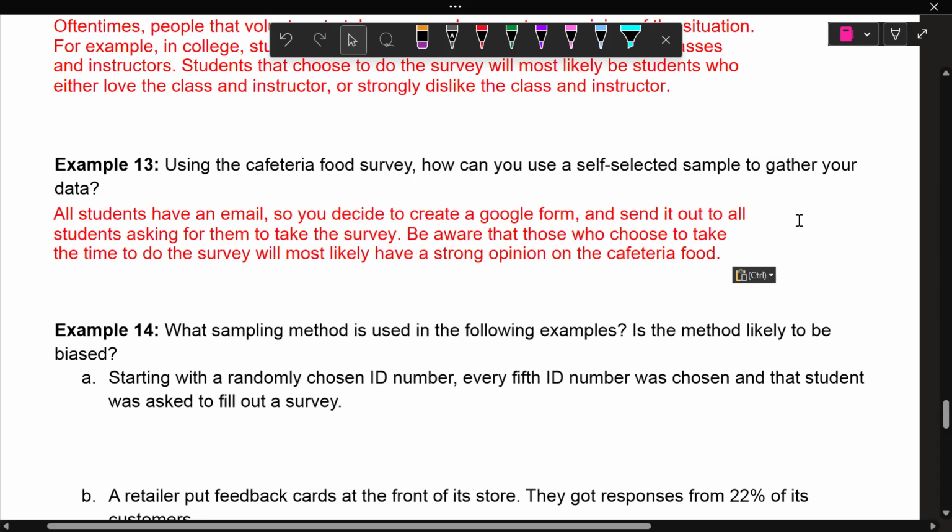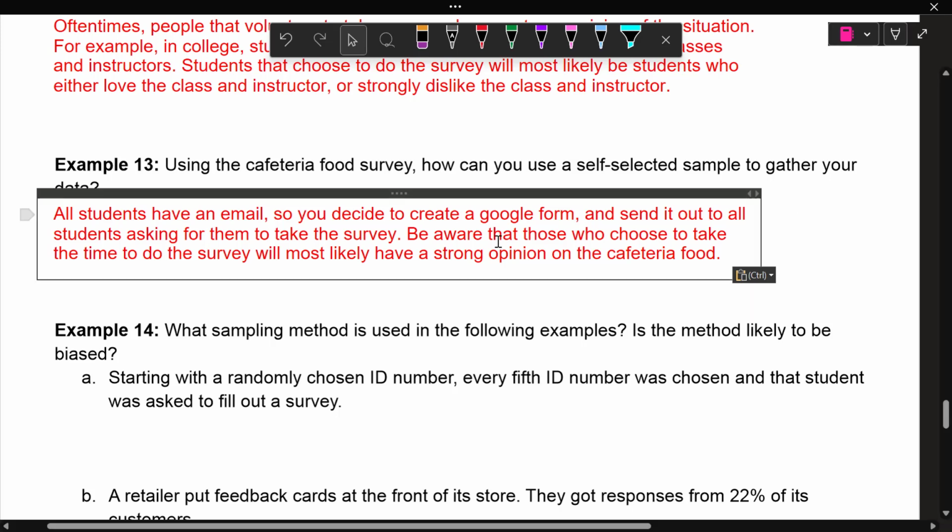All students have an email, so you decide to create a Google form and send it out to all students asking them to take the survey. So those who choose to take the time to do the survey will most likely have a strong opinion on the cafeteria food. They either really love it, which I can't see happening, or they really, really hate it. But if you're indifferent, you're like, yeah, the food's good sometimes, but sometimes it's not. I'm not going to fill out the survey.